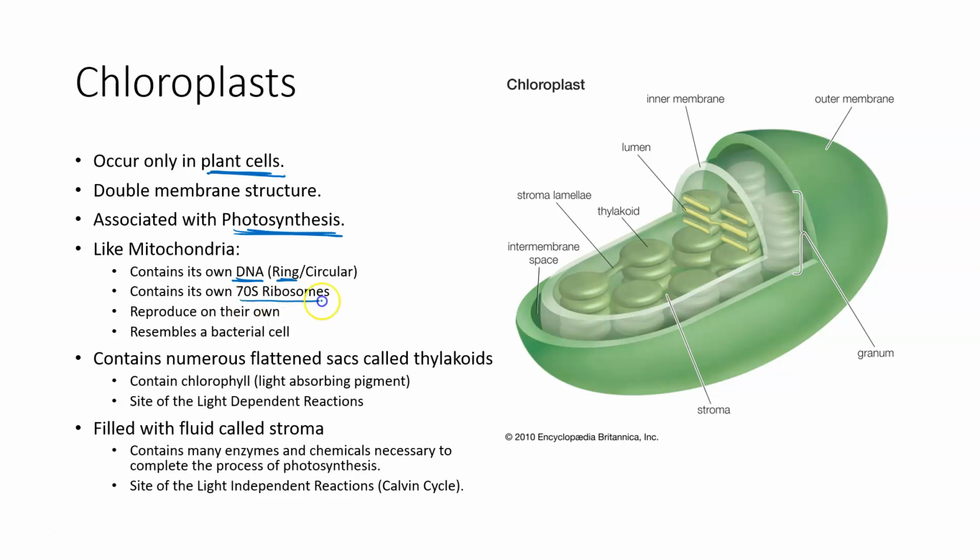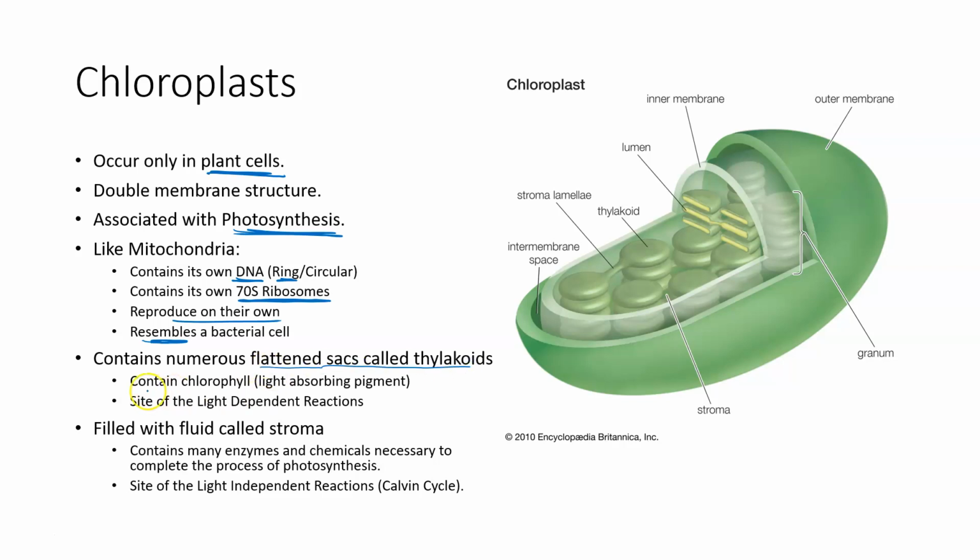It contains its own 70S ribosomes, which are identical to the ribosomes within the mitochondria. They can reproduce on their own, and they both resemble a bacterial cell. You'll notice that the shape of these chloroplasts and the shape of the mitochondria appear to resemble bacterial cells, one of the big pieces of evidence to help support the endosymbiotic theory. They contain numerous flattened sacs called thylakoids.